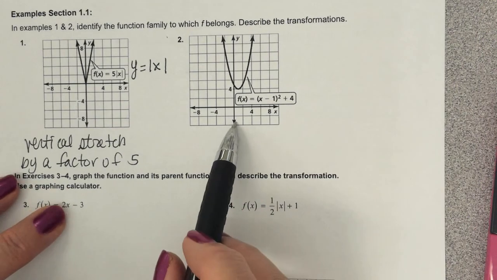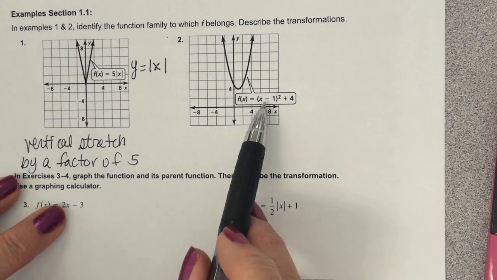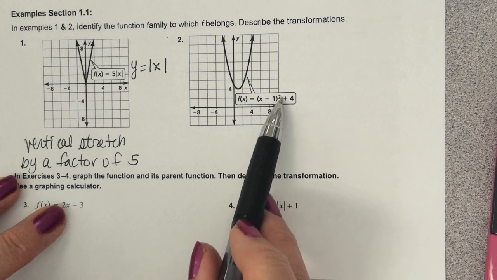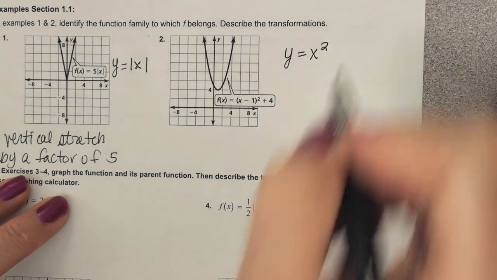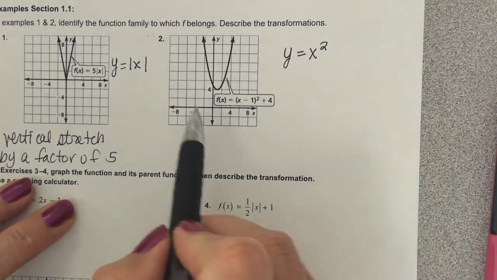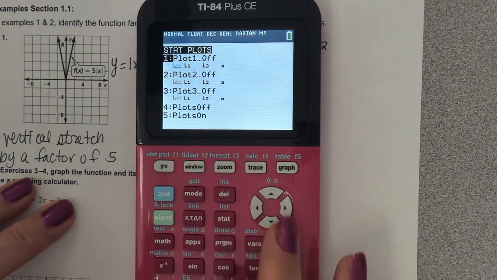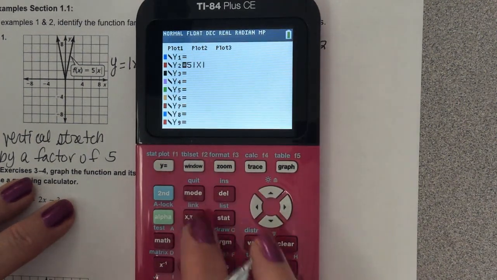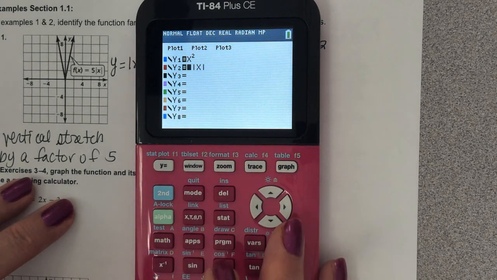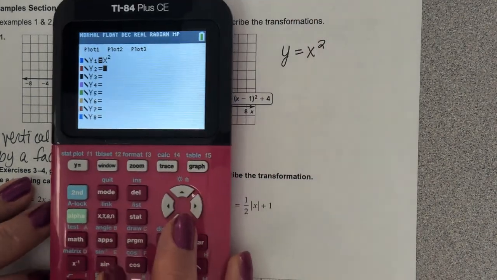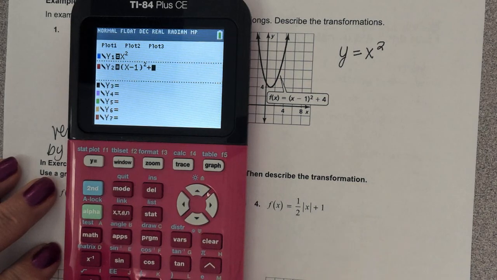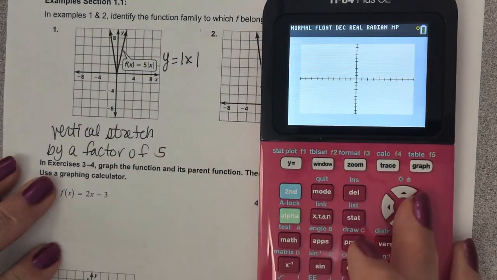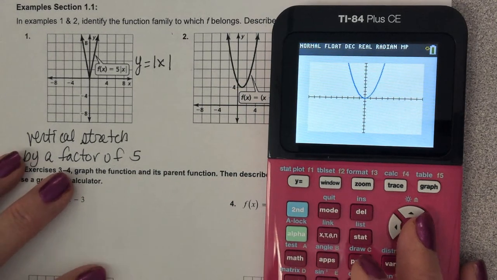All right, parent function here. We've got y equals the quantity x minus 1 squared plus 4. Our family would just be y equals x squared. Now let's look at the shift. Okay, let me put this on the calculator. So normally we're just looking at x squared. Now I'm looking at parentheses x minus 1 squared plus 4. So here's how it normally looks, and here's our new one.